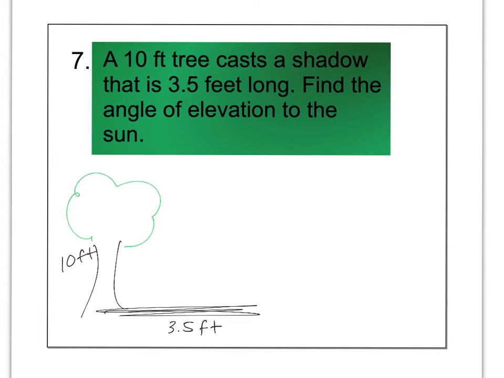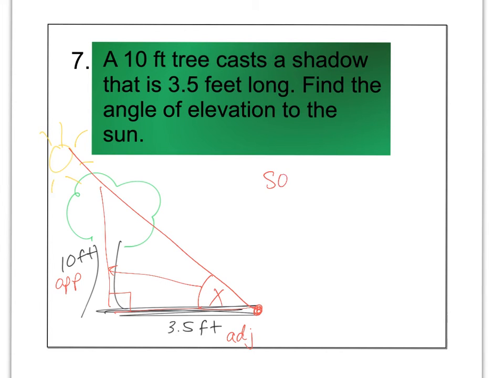Well, the sun would be up here. So the angle of elevation is going to go from the tip of the shadow up to the sun. So we want to find that. Okay, so think about this red triangle I'm drawing right here. 10 is opposite of the angle we're looking for. 3.5 is adjacent.